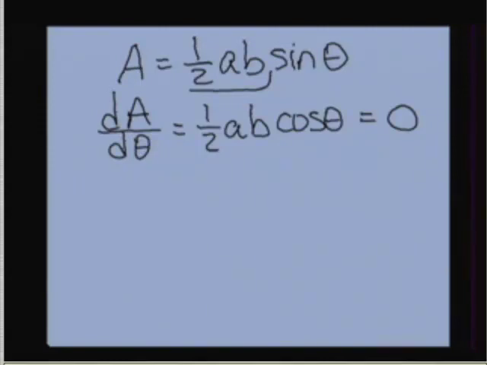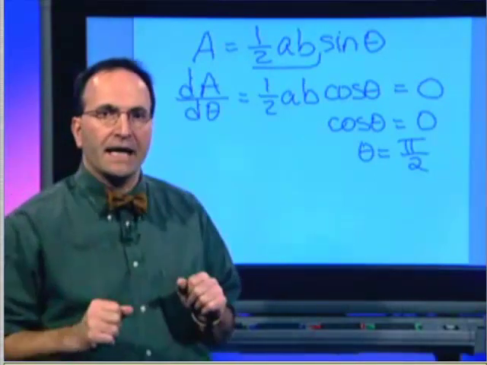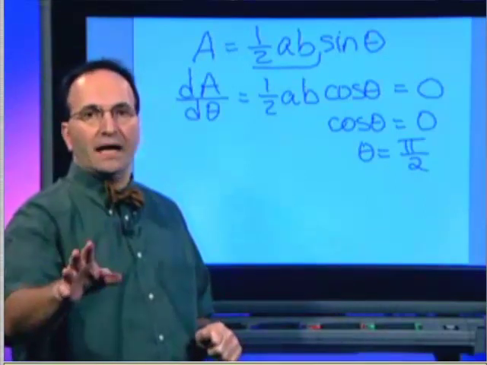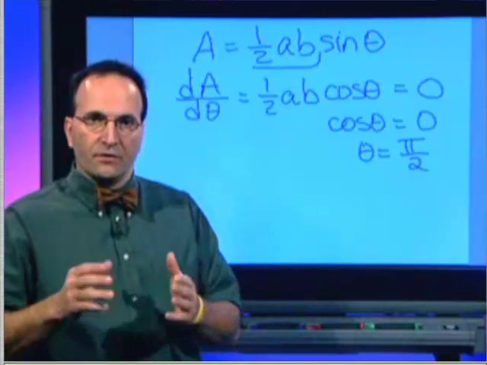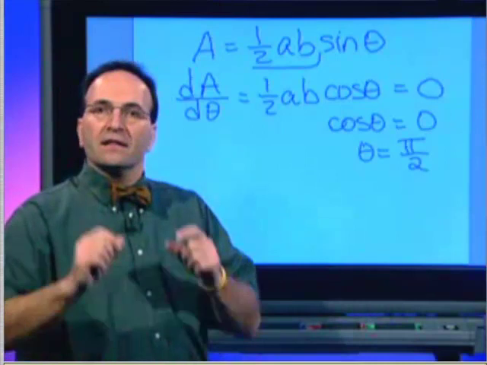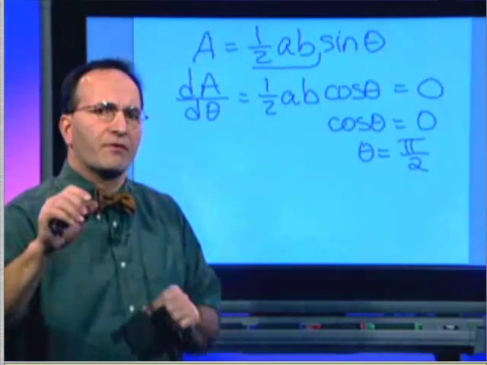But what we know is this will be 0 when cosine theta is 0. And the angle whose cosine is 0 is pi over 2. And what that tells me then is that it's a 90-degree angle. A 90-degree angle means that it's a right triangle that will maximize the area given a triangle. It's got to be a right triangle. Let's carry these ideas even further and do an example from business.